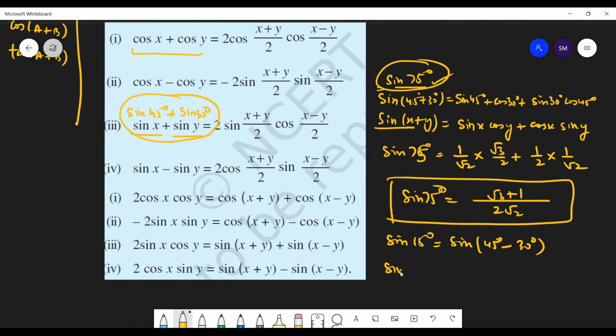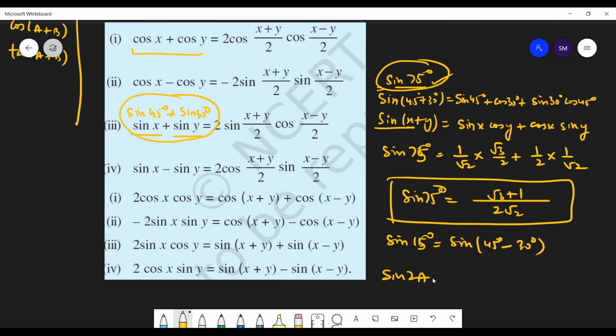And you can find the value of sine 22.5 also, because that is equal to sine of 45 by 2, isn't it? How will you find this sine 22.5, students?